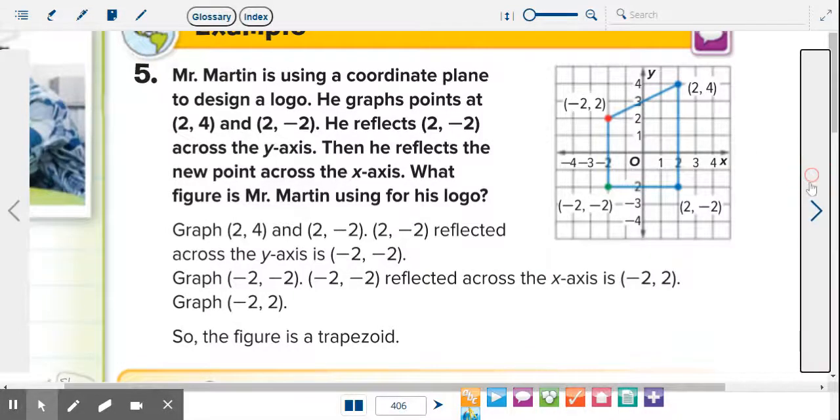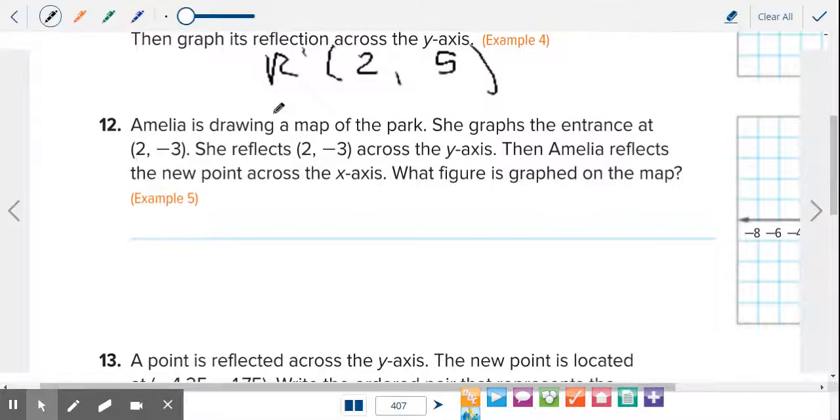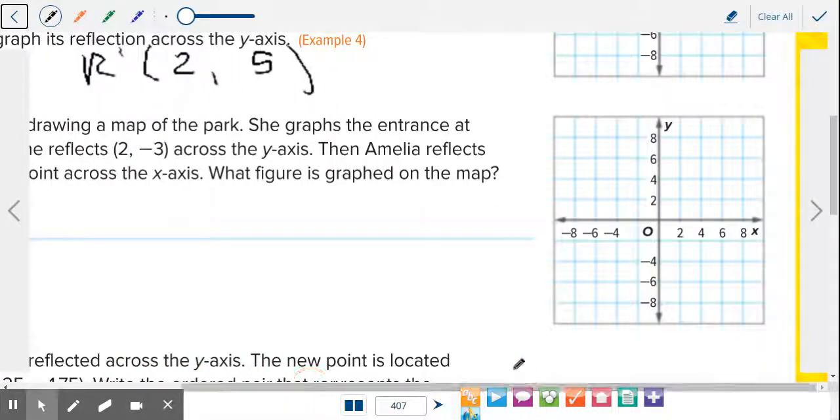So let's go over to 407. I want to do one over here. Number 12. Okay. So Amelia is drawing a map of the park. She graphs the entrance at (2, -3). Okay, so let's go ahead and graph that. So we got our entrance here, at (2, -3). Start at 0. I go right to 2, down to -3, which is in between -2 and -4. So there's our first point.